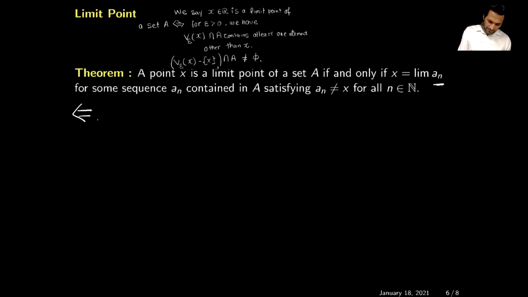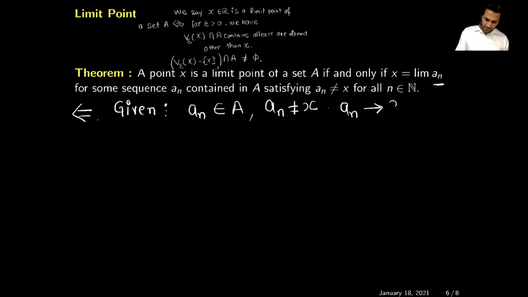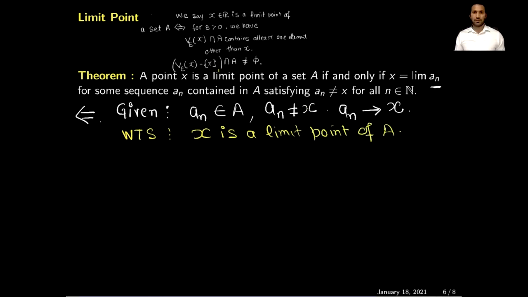So to prove the reverse direction, first I will write down what is given. The given is you have a sequence a_n, where each term of the sequence belongs to our set A, and each term of that sequence is different than x, and this sequence converges to x. So this is given, and what we want to show is that x is a limit point of A. First we will start from what is given: the sequence a_n converges to x.